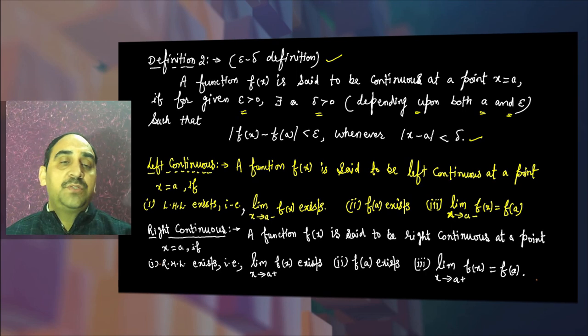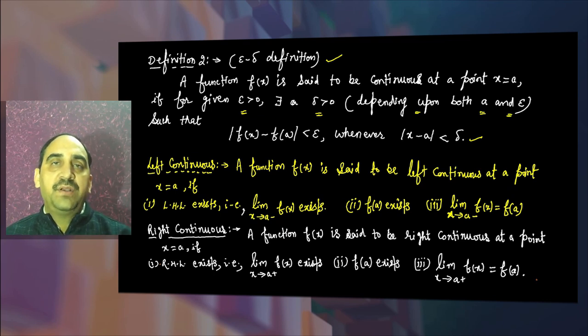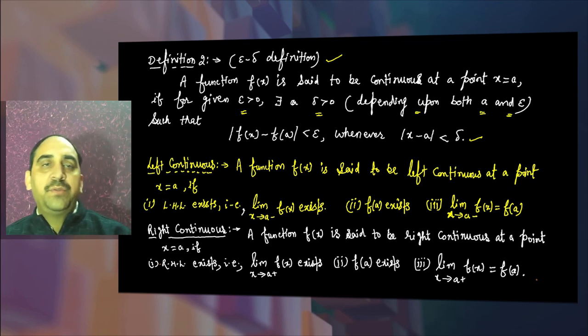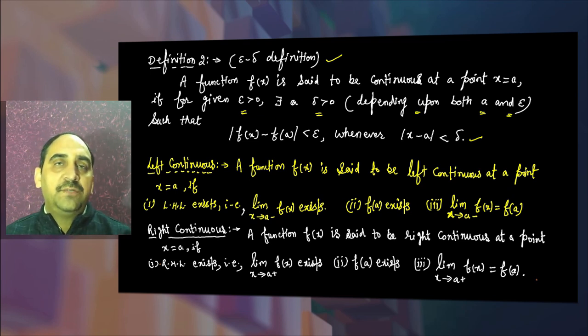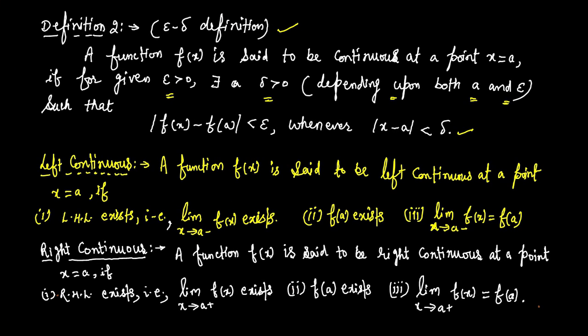Left continuous means we are talking about just the left hand limit. A function f(x) is said to be left continuous at a point x equal to a if the condition is slightly different from continuity, because we are talking only about the left hand limit. That means, if the left hand limit exists, f(a) exists, and last but not least, limit x approaching a minus of f(x) is equal to f(a).